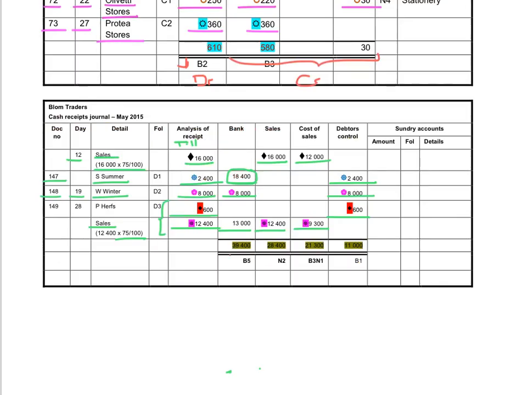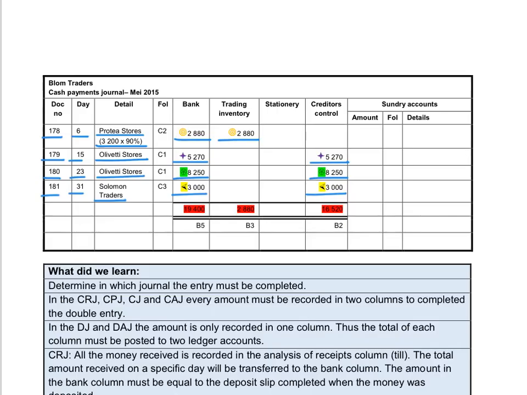The bank amount appears in the sales account and in debtors control. So the bank will be debited, sales will be credited, debtors will be credited. Cost of sales is not recorded in two columns, so cost of sales you have to complete a double entry again. In the cash payments journal, the bank will be credited because the money in the bank will decrease and the other columns will be debited to the appropriate ledger accounts.